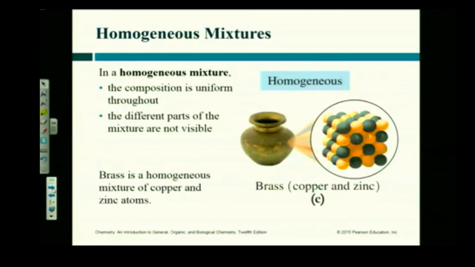Now, there are 2 types of mixtures. There's homogeneous mixtures and there's heterogeneous mixtures. Homogeneous mixtures have the same composition throughout. No matter where you take a sample from, it will be the same. In this example, they have a brass spittoon, it looks like. So if I look at the brass over here versus the brass down here or up here, it will all look just like this. It will have the same mixture. Okay? And it's a mixture of copper and zinc.